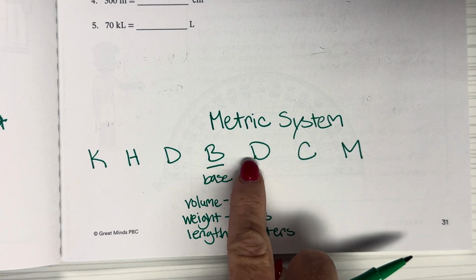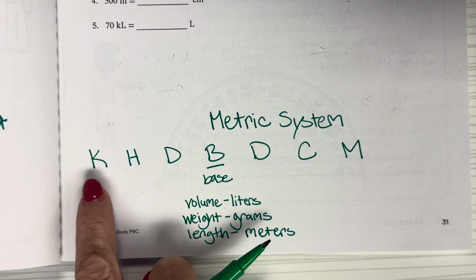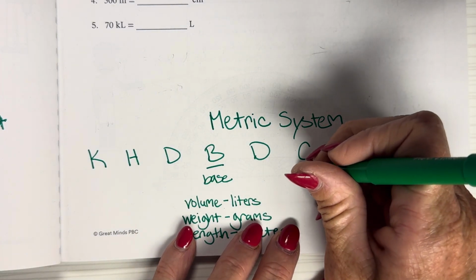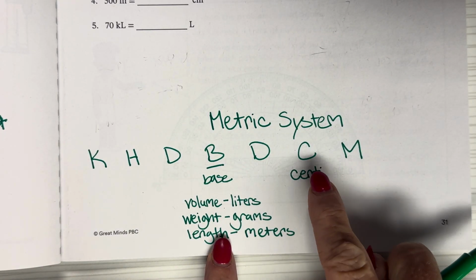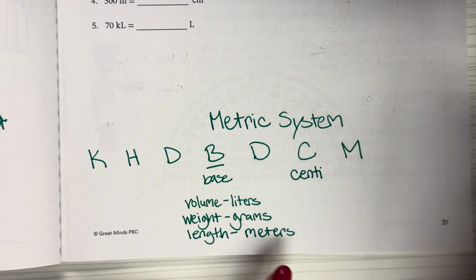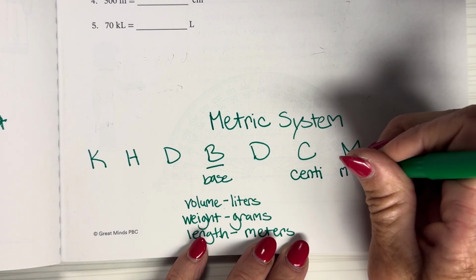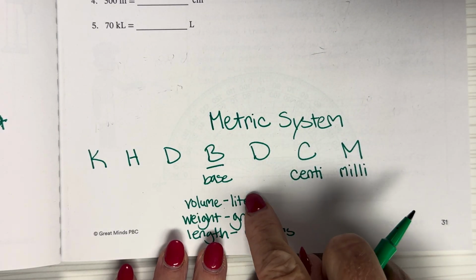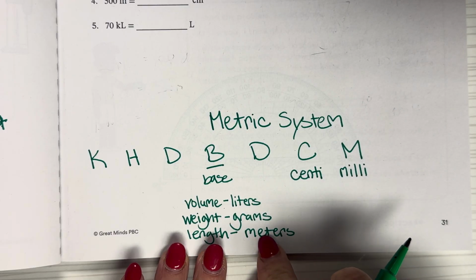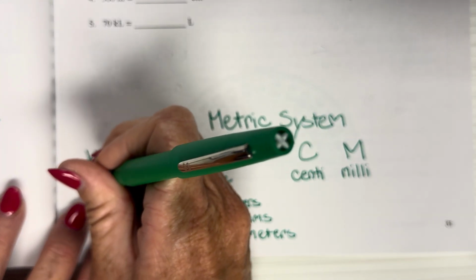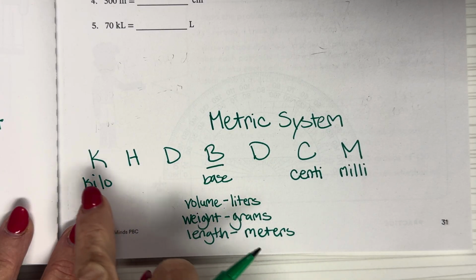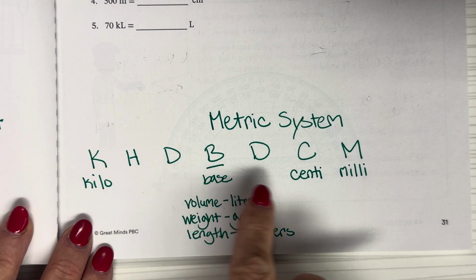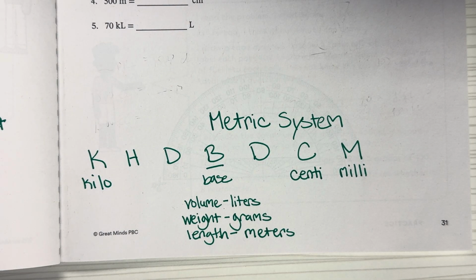These stand for different amounts of the base. So the only ones that we're going to really work on is C stands for centi. So it'd be centiliter, centigram, centimeter. And M stands for milli. So it'd be milliliter, milligram, millimeter. And K stands for kilo. So it'd be kiloliter, kilogram, kilometer. So those are the ones that we're going to use in 5th grade.